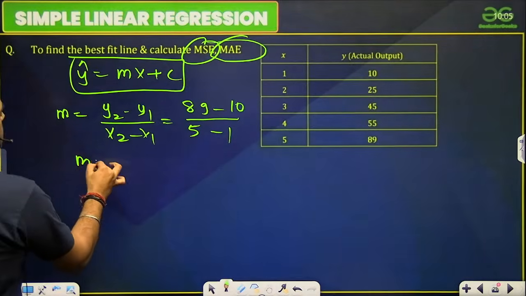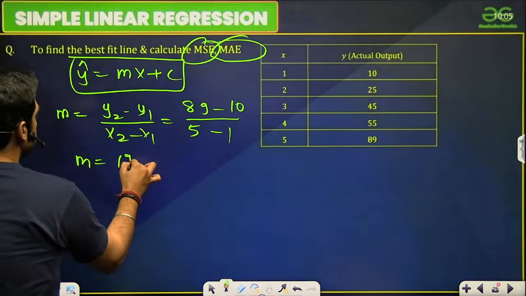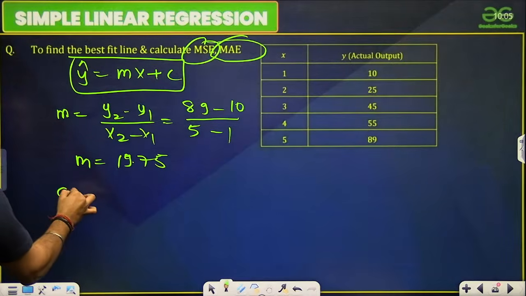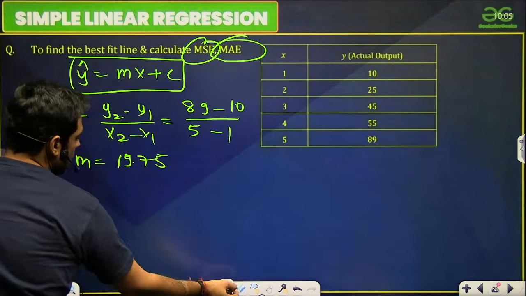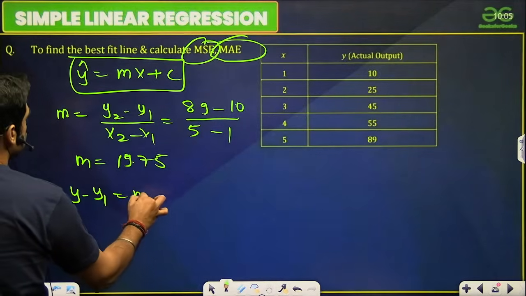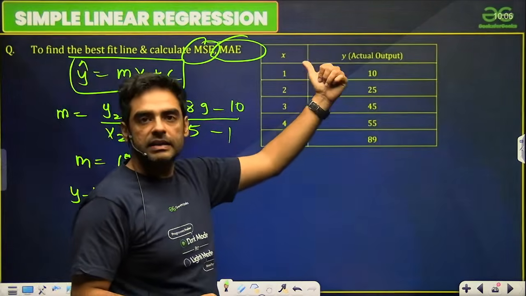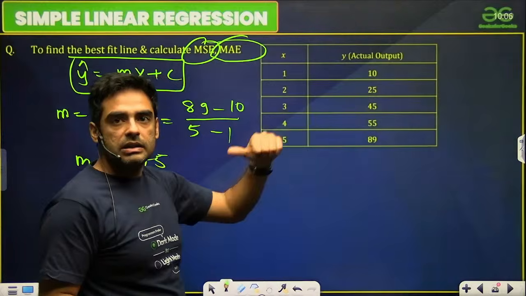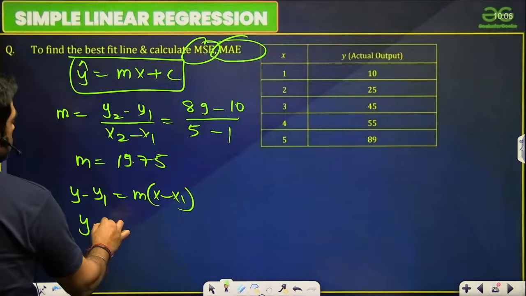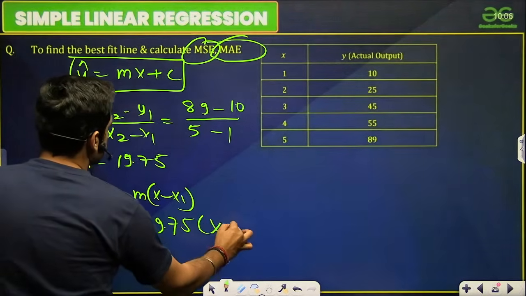Okay, तो the value of m would come around 19.75. Okay, you also calculate, right? And the value of c, how to calculate the value of c? It would come from y minus y1 equals m times x minus x1. So I can put the first point in the equation now, so I can get y minus y1. What is y1? That is 10 equals 19.75 times x minus 1.